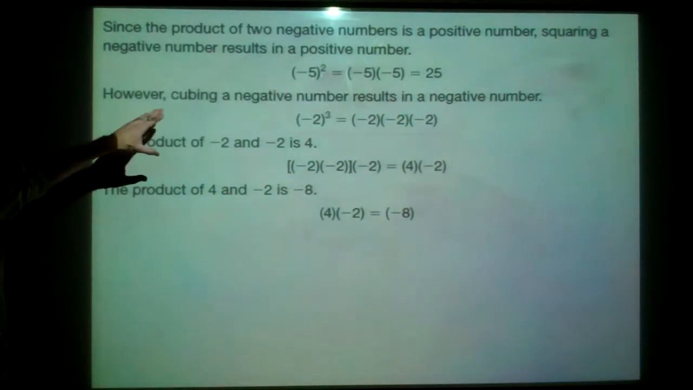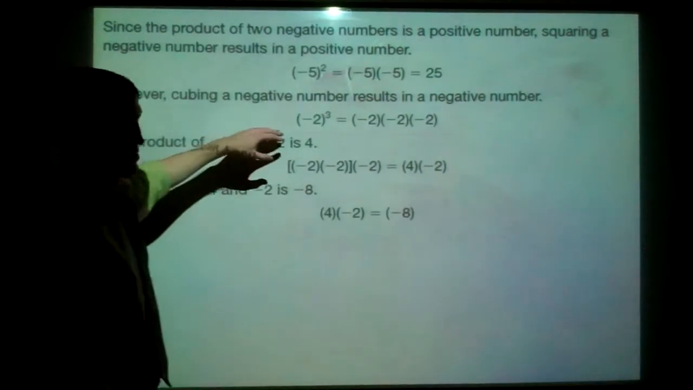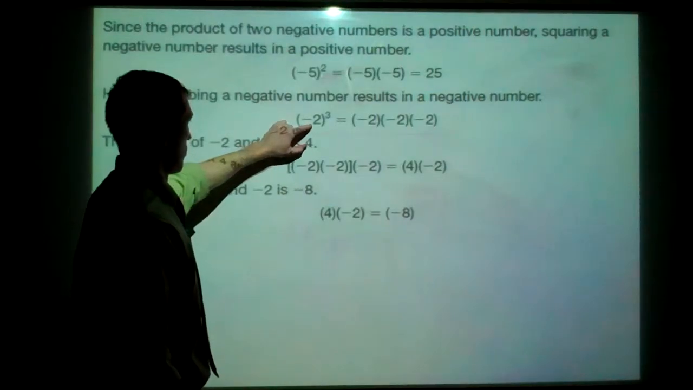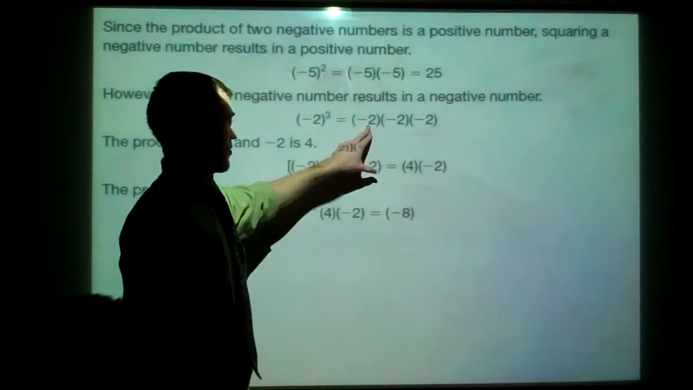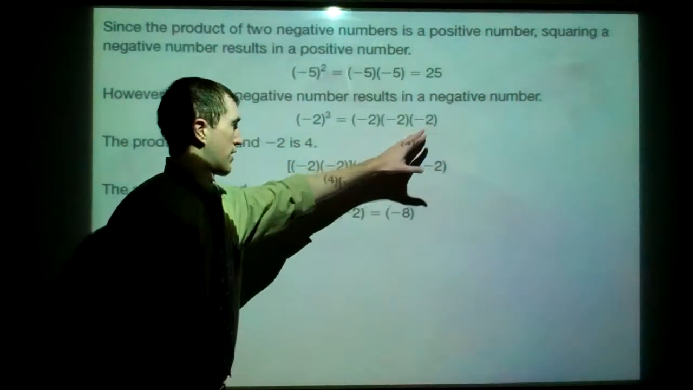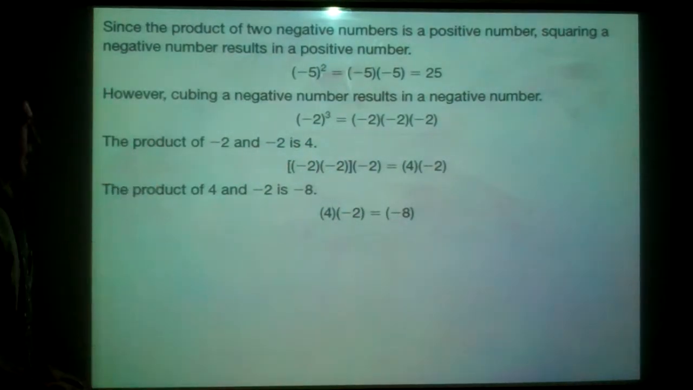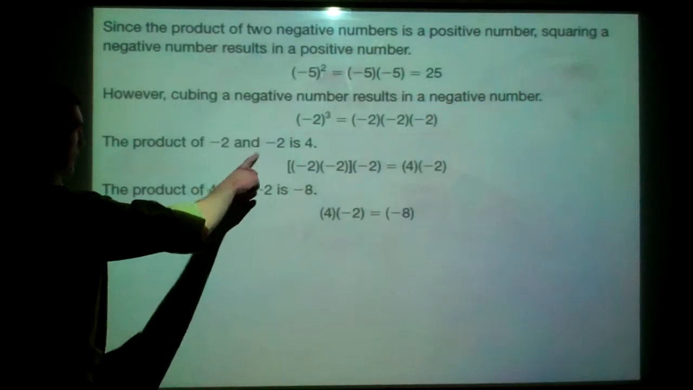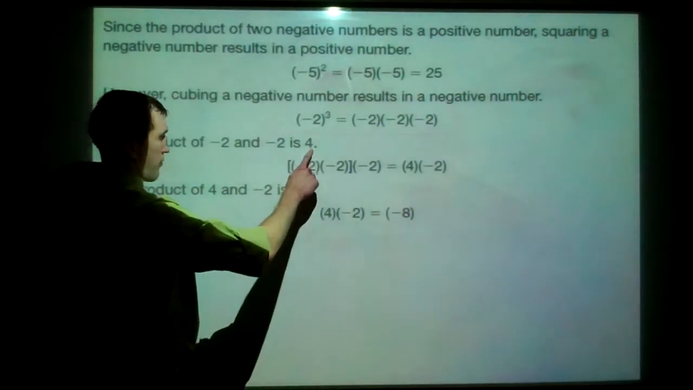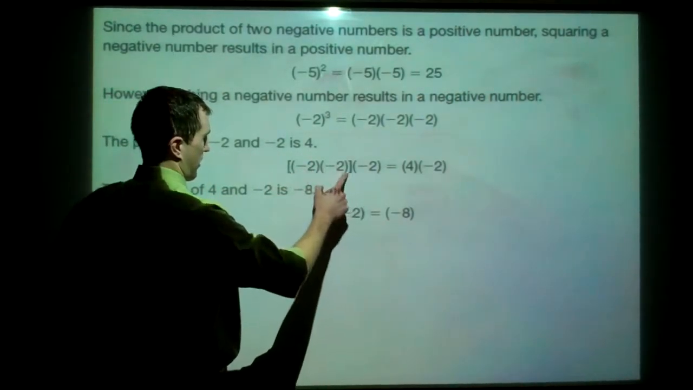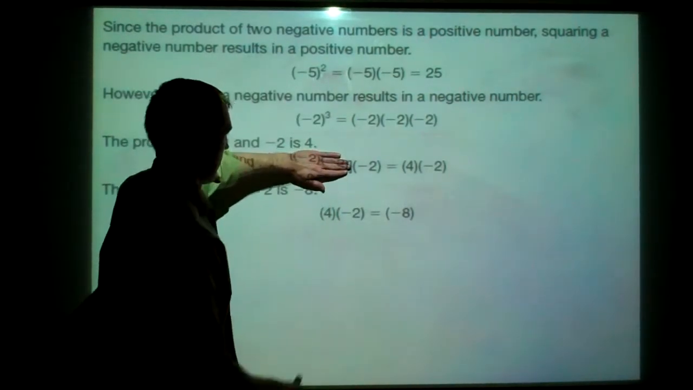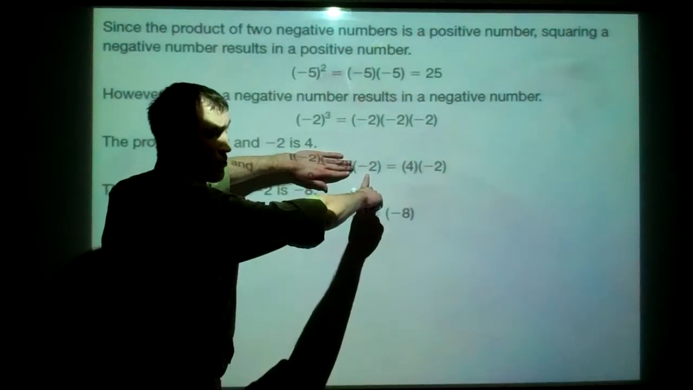Now let's take a look at cubing a negative. This results in a negative answer. This is negative 2 to the third power. Negative 2 times negative 2 times negative 2. And as we could notice, if we multiply negative 2 and negative 2, we're going to get 4. So these two multiplied together, we get a positive 4. But then we still have that negative 2 left over to multiply by.